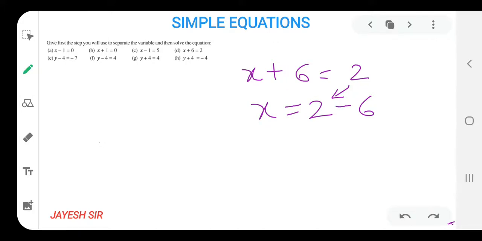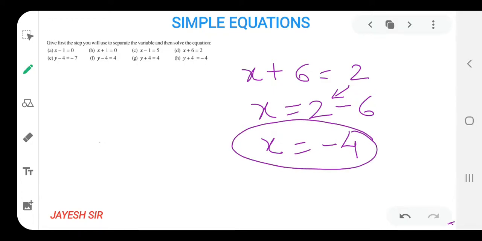That means 6 has gone from this side of the equals to that side. So the sign for 6 will only change, not for 2. So 2 minus 6, that means I am having 2 rupees. I want to give 6 rupees. So I will give 2 rupees and I am left with minus 4. So the value of x I am obtaining over here is minus 4. I hope you all might be getting it.